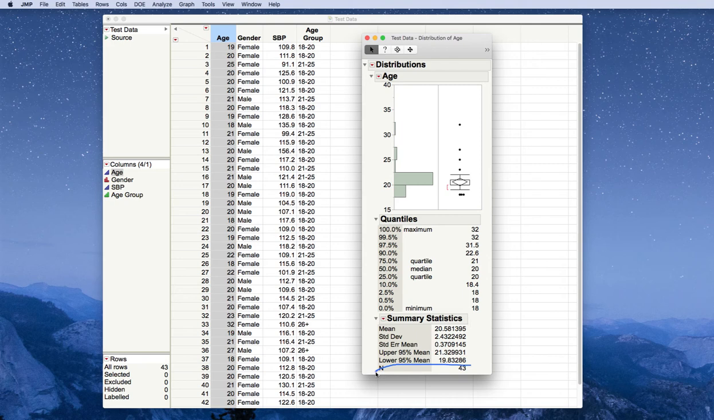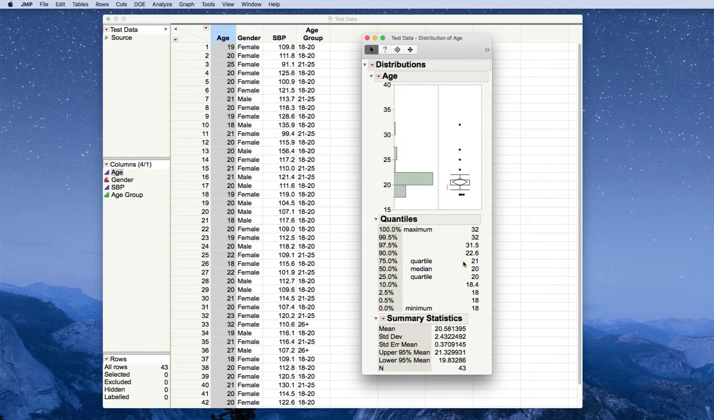You can find the number in your sample here, that's 43. You can find your mean value and your standard deviation here. You can find your median value here. And then you can also see the quantiles.